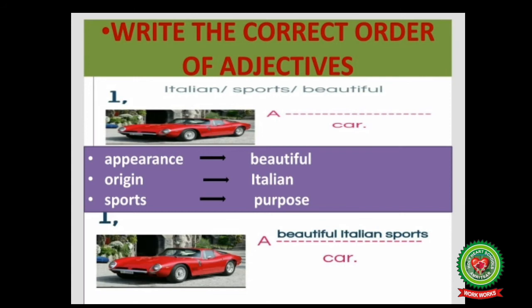Now here is an exercise. Write the correct order of adjectives. Number 1, Italian, sports, beautiful. Now we will arrange these adjectives according to the acronym DOSA's COMP. Now students, according to the acronym, first comes the adjective beautiful as it describes appearance. Then the origin, that is Italian, and then sports, that is purpose. So our answer is a beautiful Italian sports car.